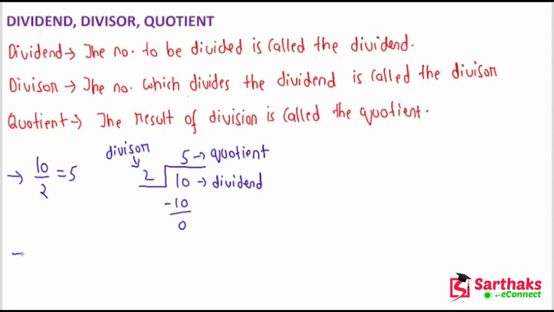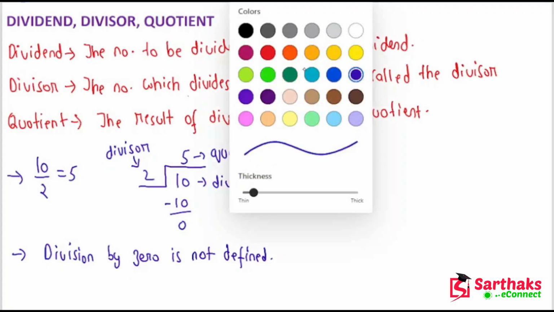One more thing to be noted is again division by 0 is not defined. That is, divisor can never be 0, or you can say denominator of a fraction can never be 0. I have already explained that. So this was all about dividend, divisor and quotient. So with the help of an example, let me explain it a bit further.